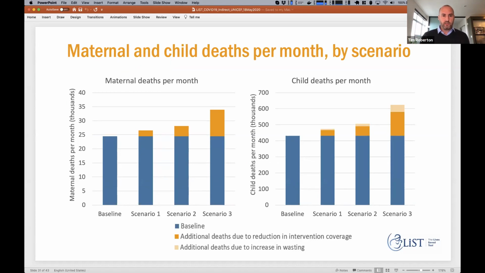On the left, you have the maternal deaths, and you can see that we expect up to a 38% increase in maternal deaths under our worst scenario, and similarly for children, up to a 44% relative increase in child mortality per month. And we have separated out here the additional deaths due to the reduction in coverage from the additional deaths due to the increase in wasting.